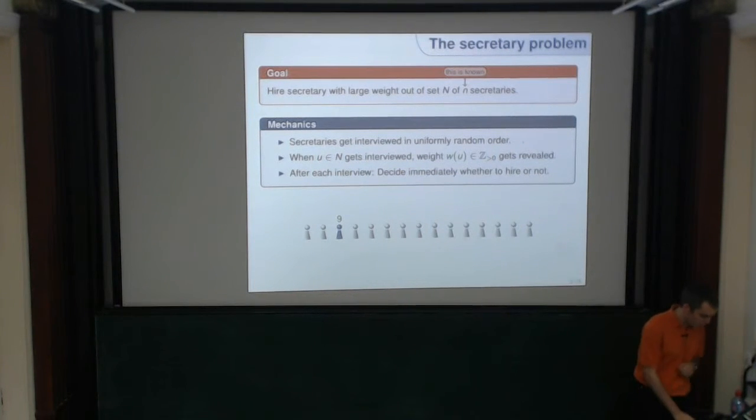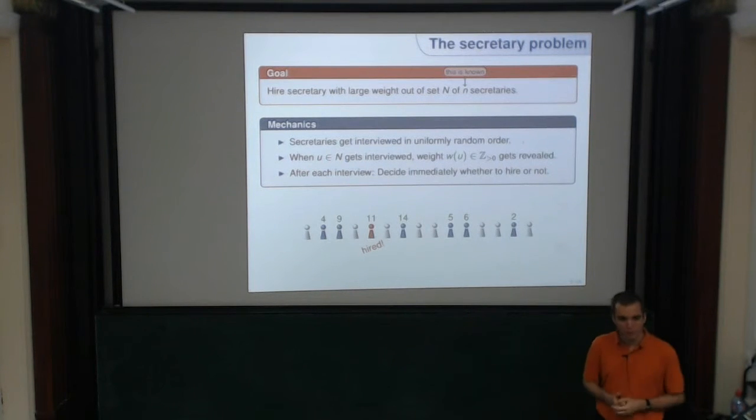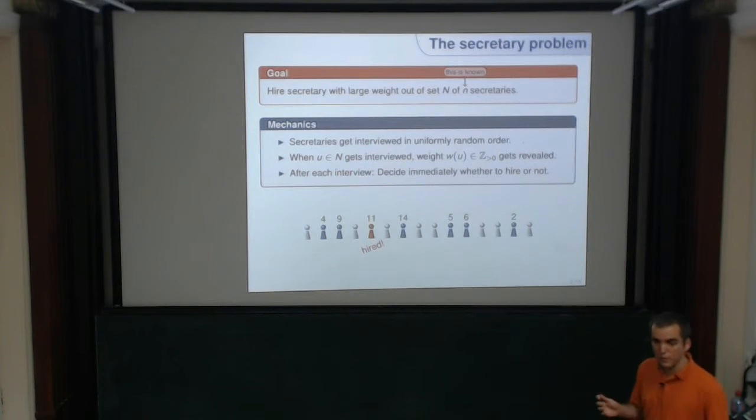So let's do a test run of a potential algorithm. You could reject the first secretary, move on, reject that one. You keep going, you hope for a better one. At some point, you realize that maybe you will never see a 14 again. So you hire the one with 11, for example. So here you would have an objective value of 11.